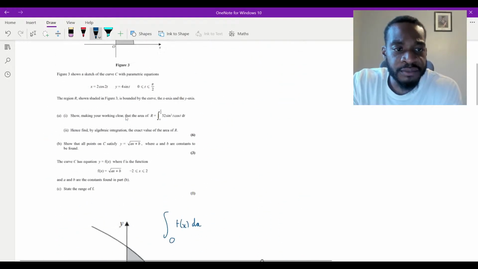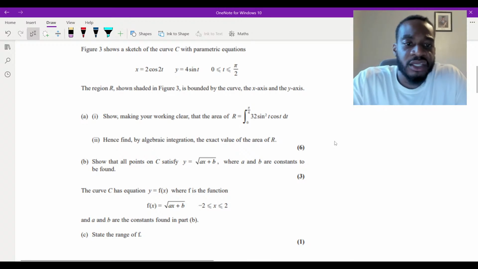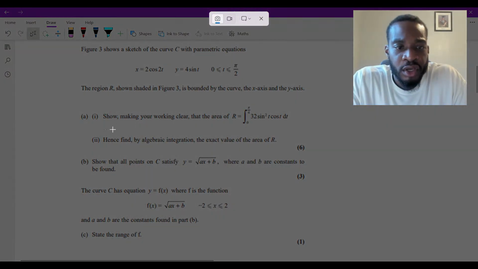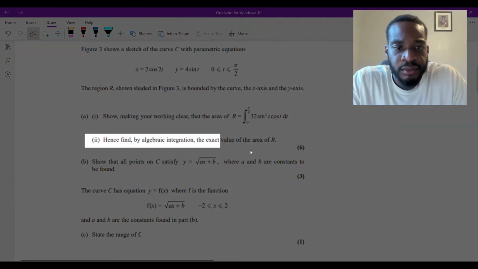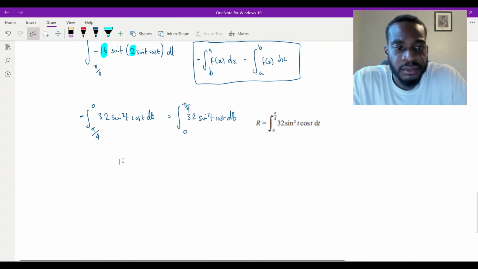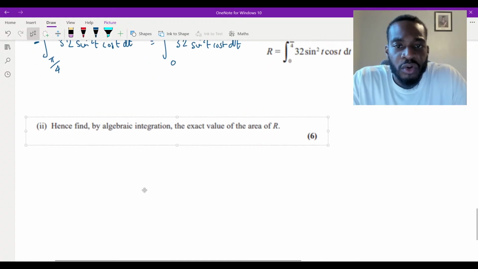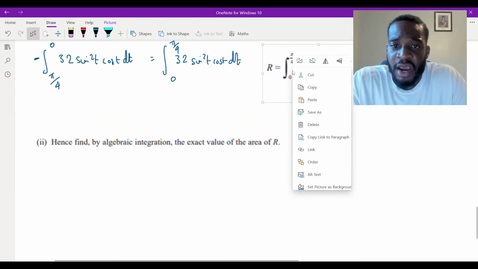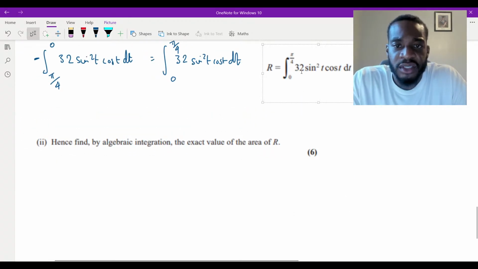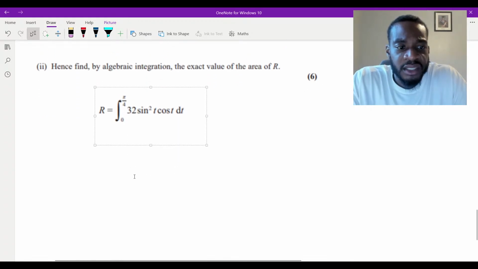Let's look at the next question. Part two (i). It says, hence find by algebraic integration the exact value of r. Okay, so we just need to integrate this, right? Now, how do we integrate that? So, what type of integration are we doing with this one, guys?